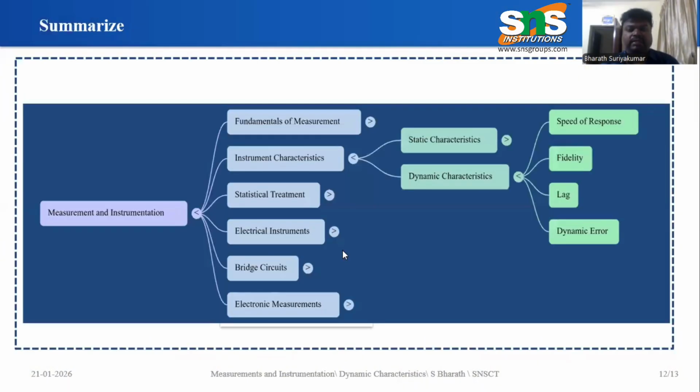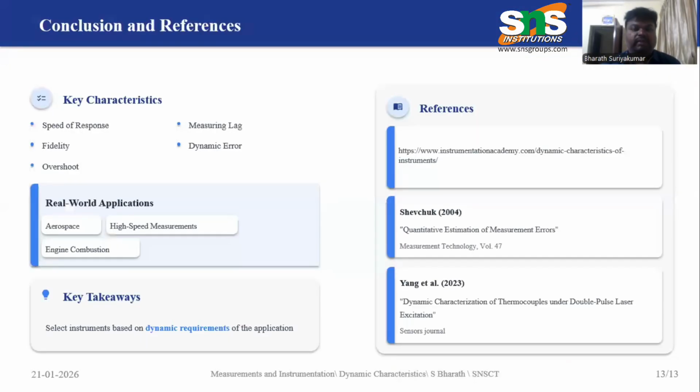Let's summarize. We have discussed the various dynamic characteristics of the measurement system in this video. In the previous video, we discussed the static characteristics. So what are the various dynamic characteristics? They are the speed of response, fidelity, lag, and dynamic error. With this, we come to the conclusion. The key characteristics are the speed of response, fidelity, overshoot, measurement lag, and dynamic error.